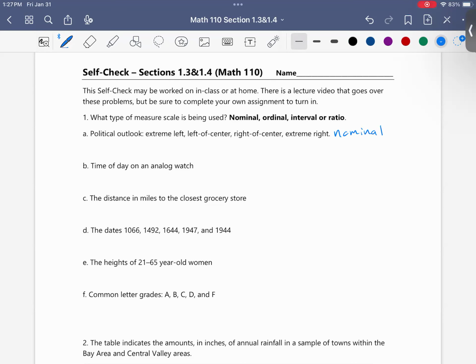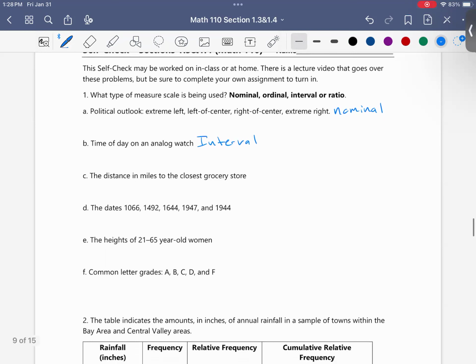Now let's look at part B, time of day on an analog watch. This type of measurement is going to be interval. For part C, the distance in miles to the closest grocery store. This is going to be a ratio measure scale.